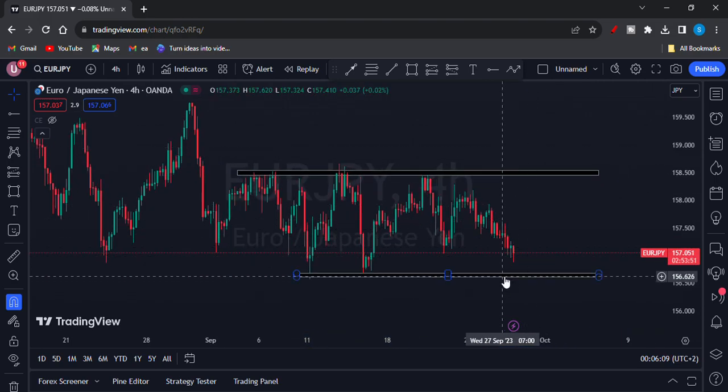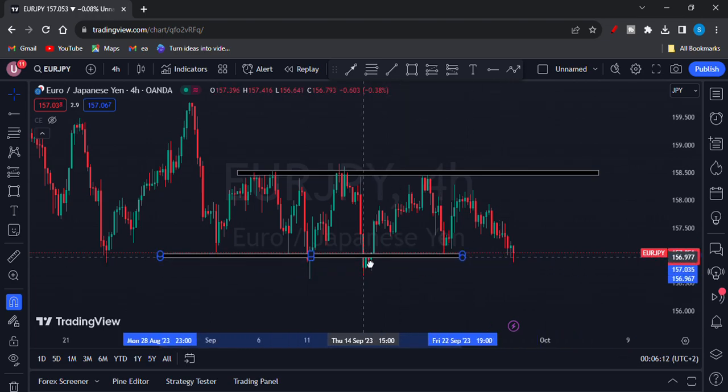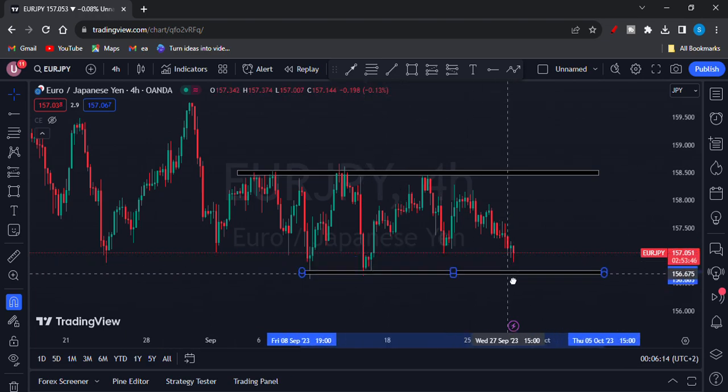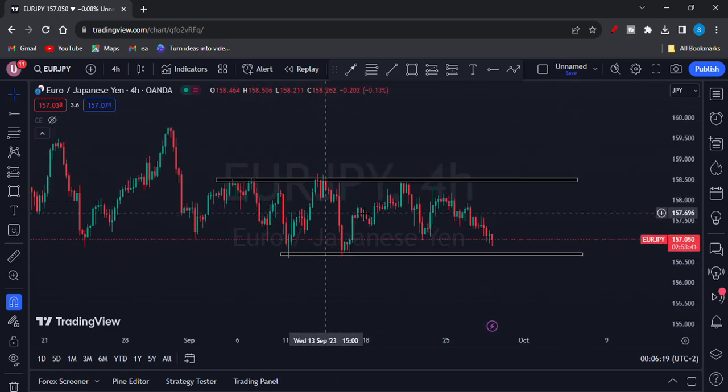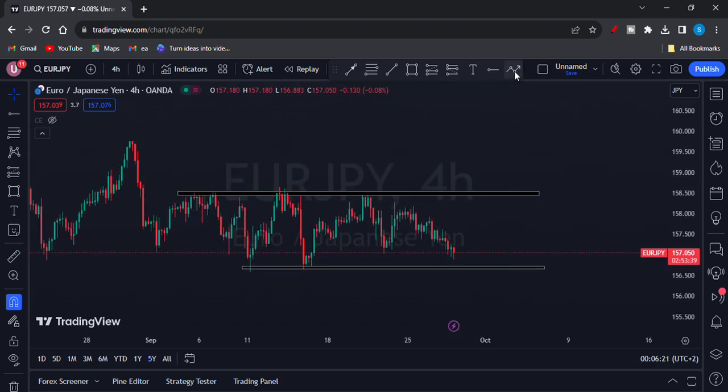Someone might say we have something like this, but I will prefer something like this. So since we're playing around these areas, you can just expect something like a break. Okay, let me just delete this. Retest and then continue. So potential TP up to there.